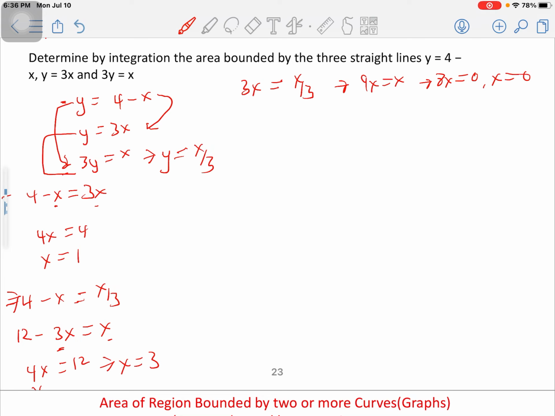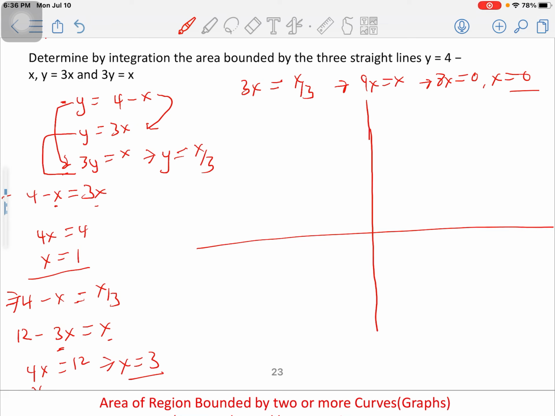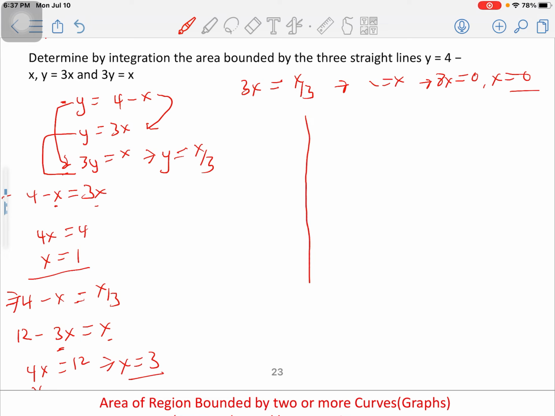Now, since we are more focused on getting the limits on the x-axis, what we care about is finding the meeting point at the x-axis. And the meeting point for the first two functions is what? 1. For the second two functions it is 3. And for the third two functions it is also 0. So let's come here and then draw our graph here. So this is what we have. Let me draw the graph, this one, to make it okay.